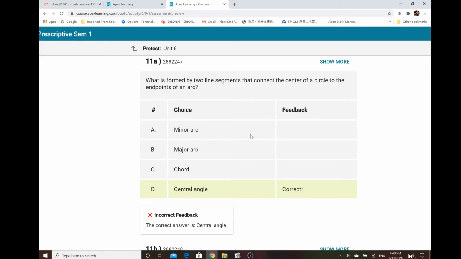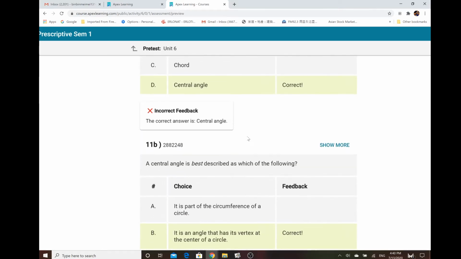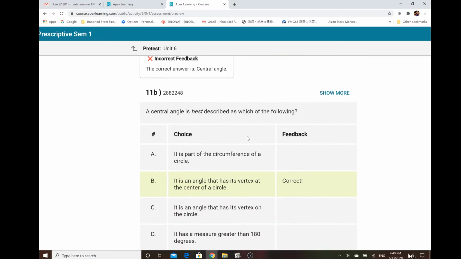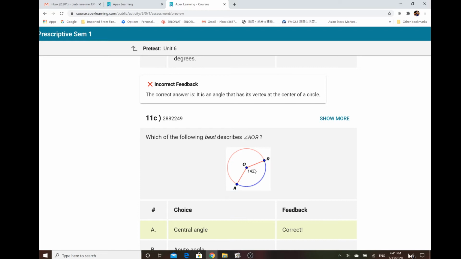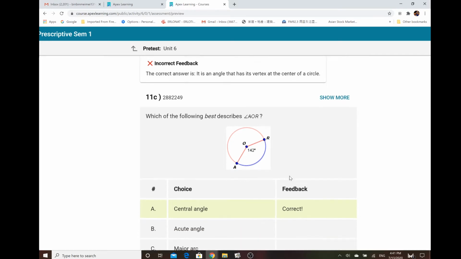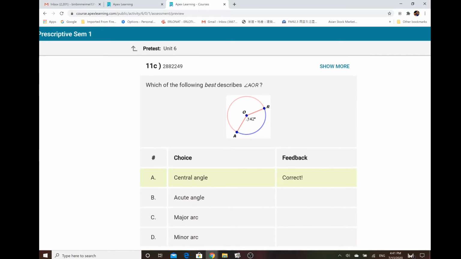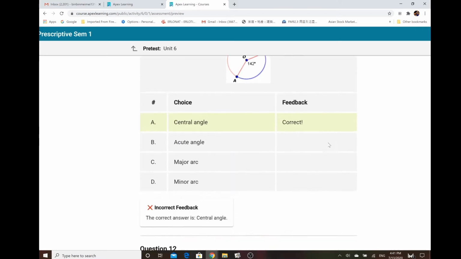Anytime that you see the angle is being formed by two radii, this is always considered a central angle. A central angle is best described as an angle that has the vertex at the center of the circle. Here's a diagram showing a central angle, 142 degrees. It's always constructed by the center connected to two endpoints on a circle with two radii.